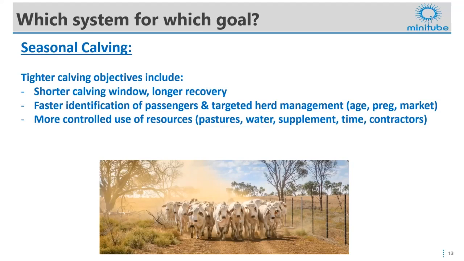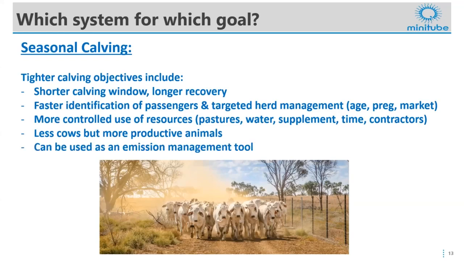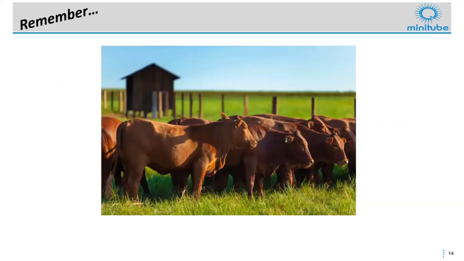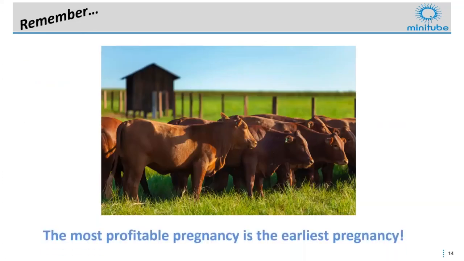You can plan ahead if you need to get in contract musterers or different staff, because you know when you'll need them down the track, because you know when the calves are going to be a certain age or when your cows are going to be a certain age. So it's handy for that. You can have less animals, but more productive animals because they're managed in a better way. And some people use it as an emissions management tool for the ones that are doing carbon credits as well. So it's always important to remember that the most profitable pregnancy is the earliest pregnancy in the season, because they are heavier calves that are born in a better season.